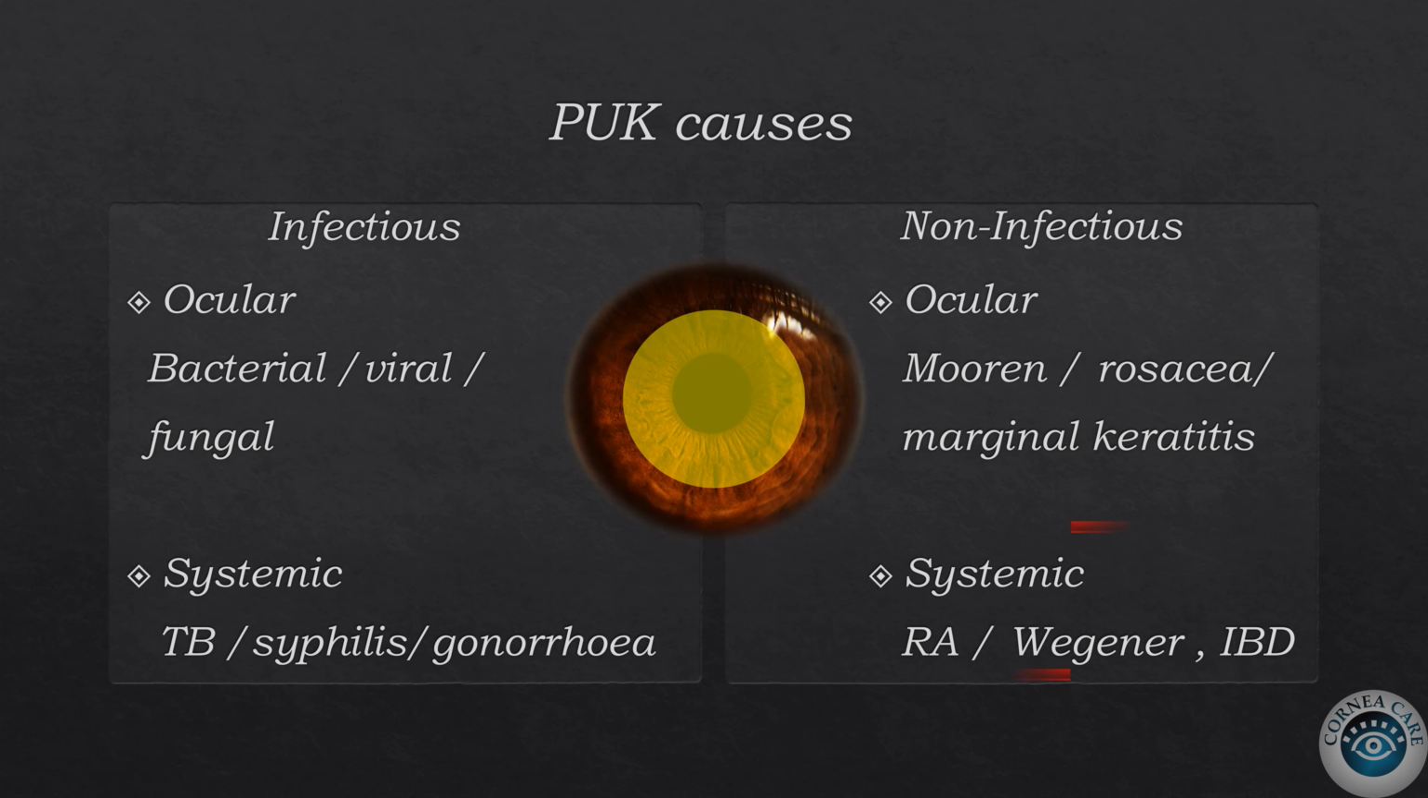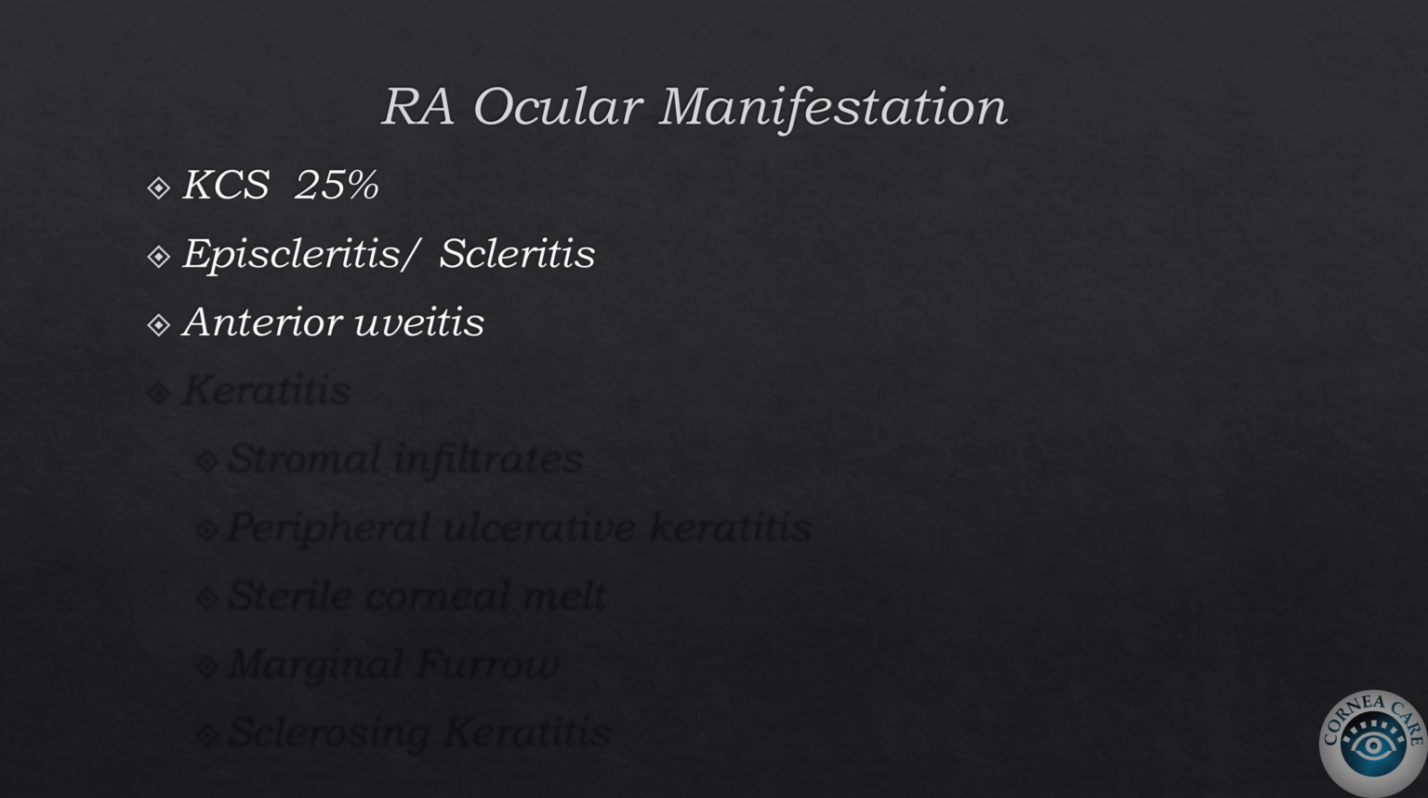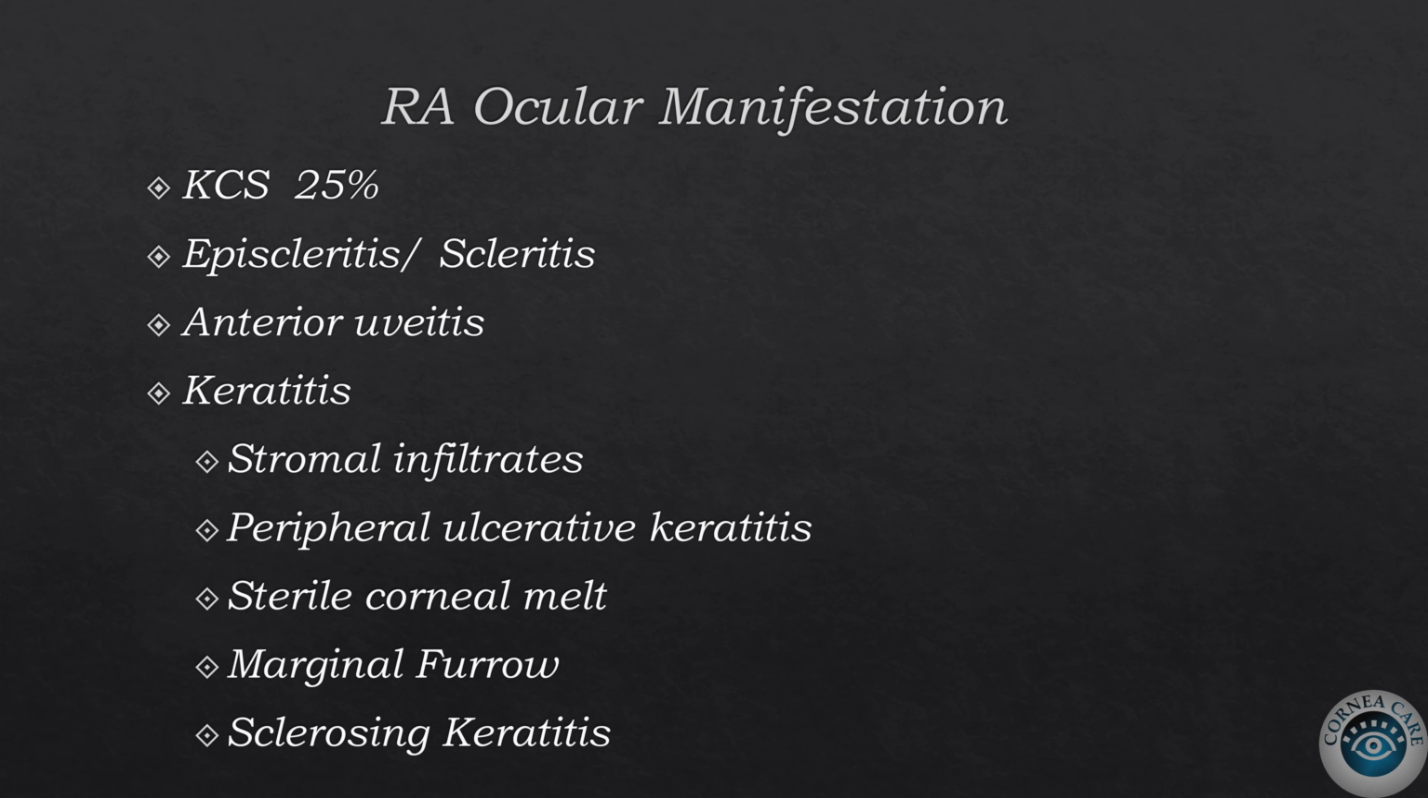In previous videos, we mentioned that many systemic diseases can cause PUK. Out of these, rheumatoid arthritis is the most common. RA can affect different ocular tissues. Most common is lacrimal gland involvement, followed by scleral inflammations, then anterior uveitis and corneal pathologies.